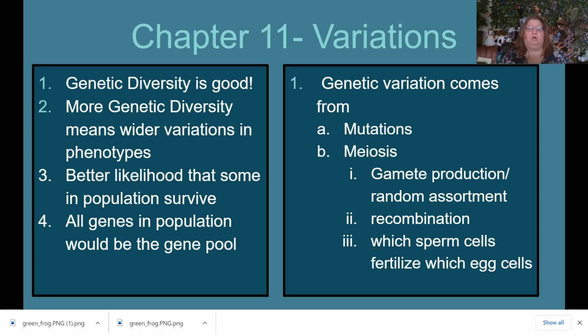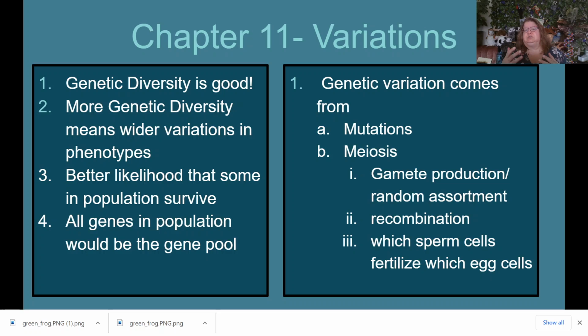So now all the genes in the population would be considered the gene pool. So if you were to take a look at all of the potential frogs that are out there, and the number of spots on the frogs and the size of the frogs, their vocal calls and their webbing, all of those genes that dictate all of those traits, we would consider that the gene pool. So a bigger gene pool would represent more genetic diversity, and we like that.